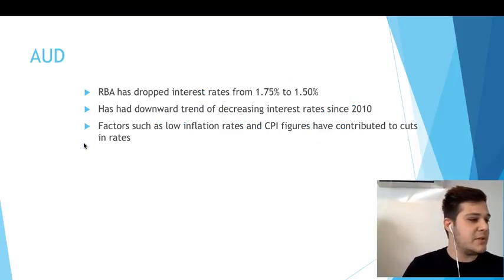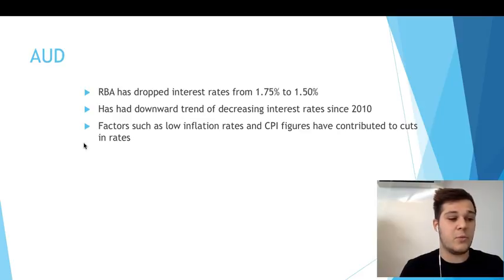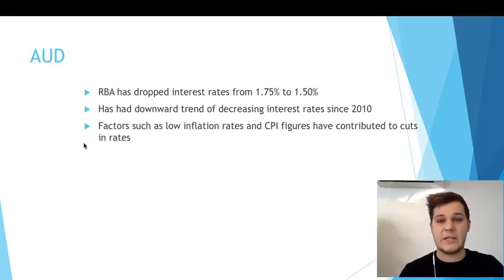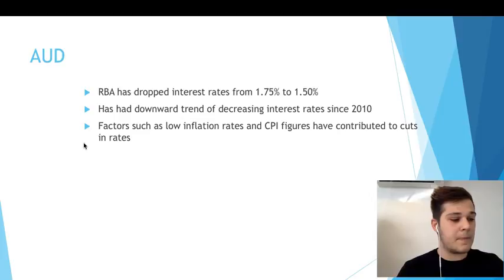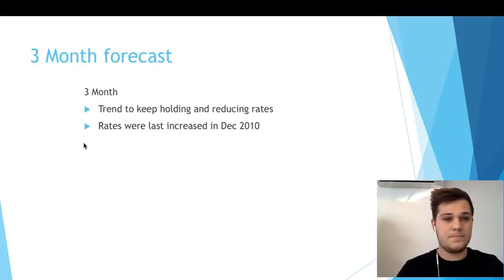So in recent times, the RBA has dropped interest rates from 1.75 to 1.5, and this is the last time that they've decreased interest rates from 0.25. This also shows a downward trend since 2010, when the RBA last increased the interest rates. This has been recent due to inflation figures, and they've also adopted an expansionary policy. Since February 2016, it has dropped 50 basis points in order to stimulate the economy and encourage growth.